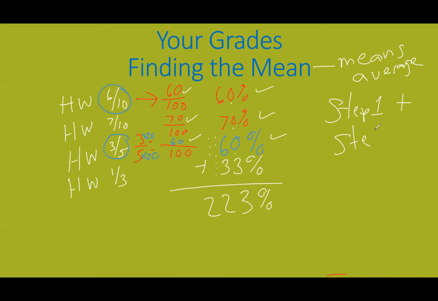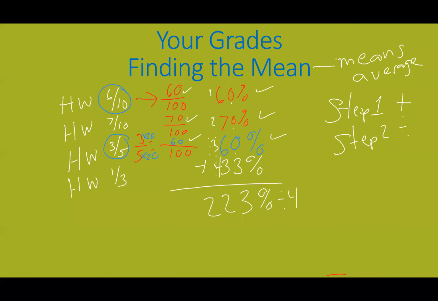What is step 2? Do you remember? Divide. Yes, we're going to divide by 1, 2, 3, and 4, because there are 4 numbers that we added up. So we're going to divide by 4. Go ahead and pause the video and let's see what you get. All right, let's see what you got.